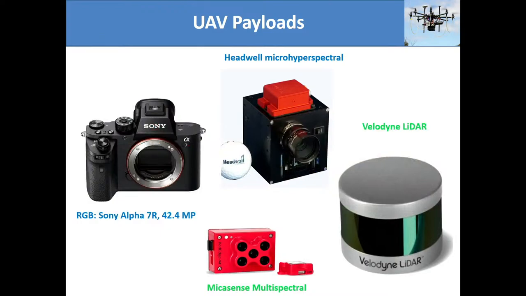And then payloads. Payload is nothing but whatever goes on top of the drone. Payload can be of different categories. Whatever you are seeing on the screen, these are mostly used for remote sensing purposes. You can see one RGB camera, one hyperspectral sensor, a multispectral sensor, and a lidar sensor. Whatever kind of data you get from satellite images, you can emulate for a drone platform also.